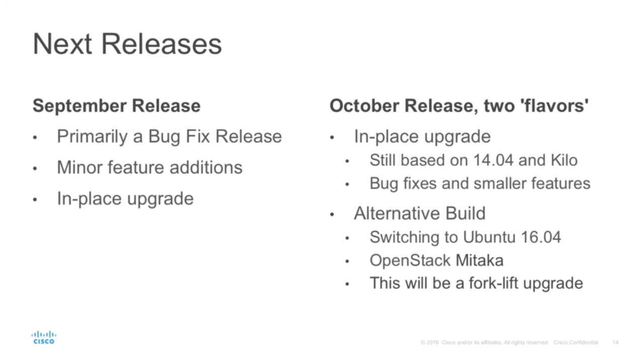Or we'll also be publishing the ISOs and the OVAs based around Ubuntu 16.04, based around OpenStack Mitaka. That switch would require a forklift upgrade. We just won't support an in-place upgrade to that, so that would require you to reinstall from scratch to switch over to that. And then into next year, that's going to be our direction going forward, is to get everything moved over to Ubuntu 16.04 and that stack.